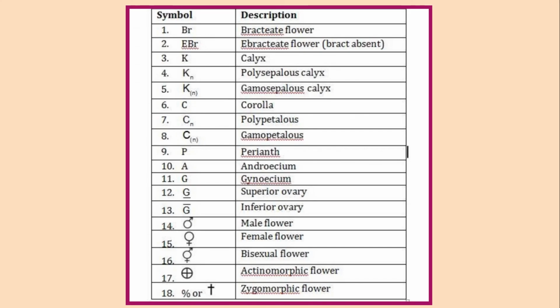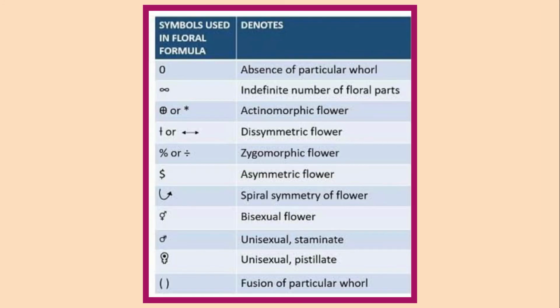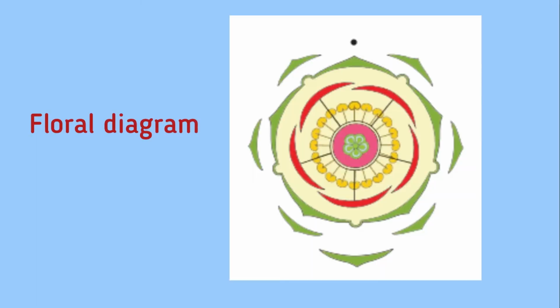There are different alphabets and symbols for writing a flower formula. Here are some more symbols used to write the floral formula. The next term is floral diagram. Actually, the floral diagram is a diagrammatic representation of a theoretical transverse section of a floral bud in relation to the mother axis, which lies at the posterior side.